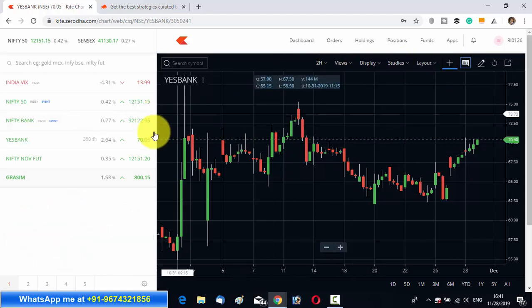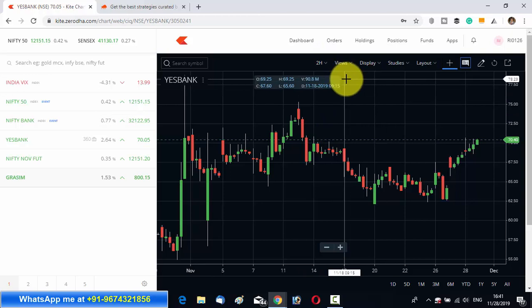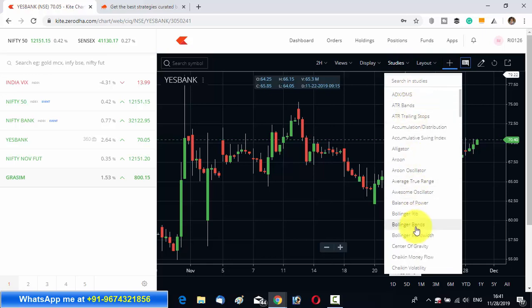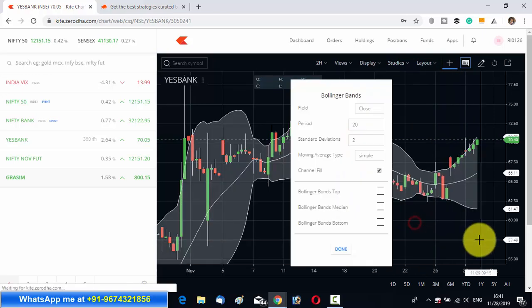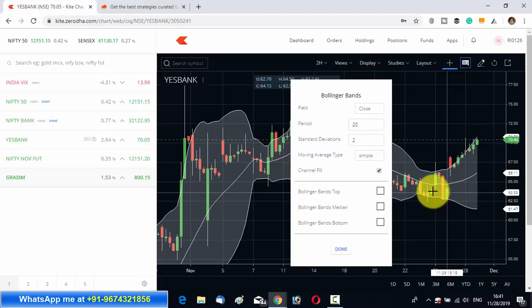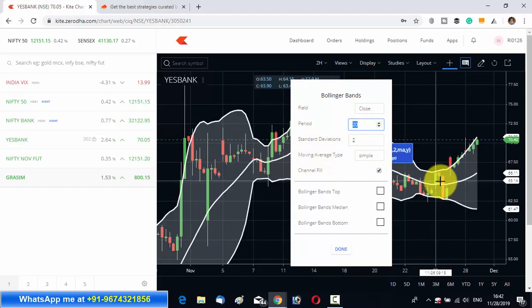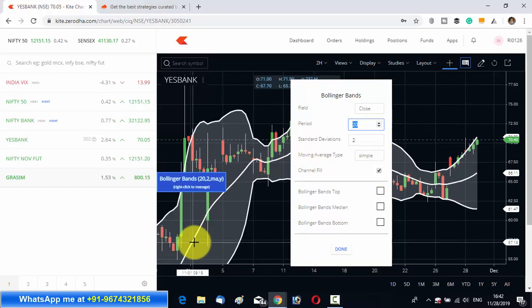So this is a Yes Bank 2 hour chart. There is the studies section. In the studies section, you will get the Bollinger Bands. So this is the Bollinger Bands. Just click on Bollinger Bands and the default parameter window will open. By default the field is close. The period is 20 because the moving average is 20. The middle band is simply a 20 period moving average.